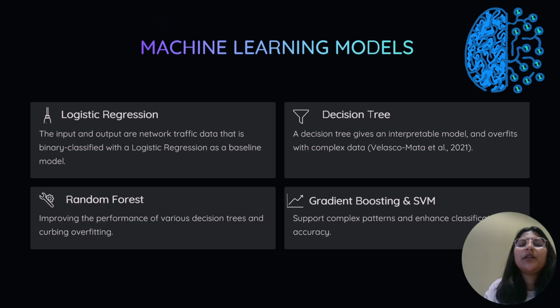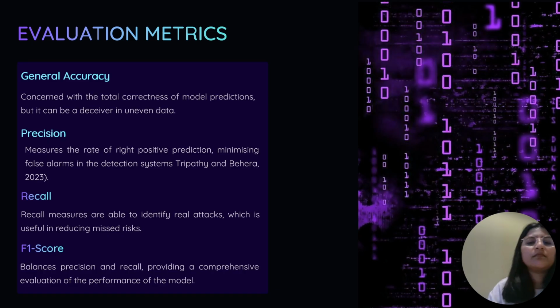So different machine learning models are used in this research. Logistic regression is easy and serves as a reference point. Decision trees are simple to comprehend but can overfit. The random forest enhances performance by being a combination of many trees. Gradient boosting and SVM are more progressive models for complex data.